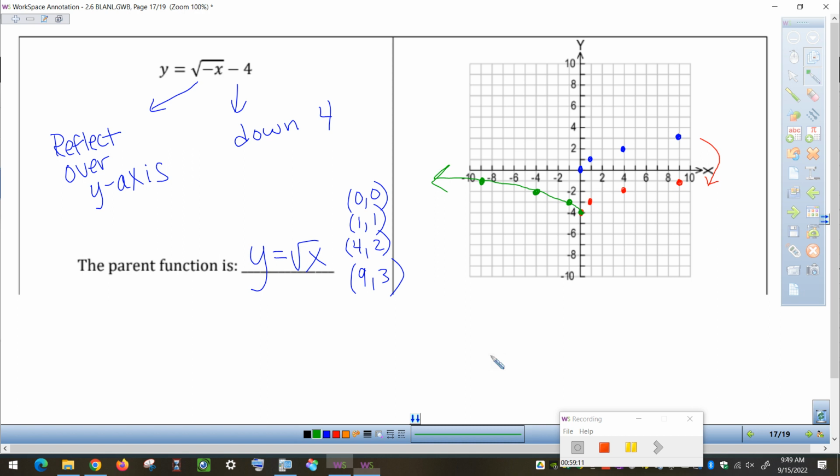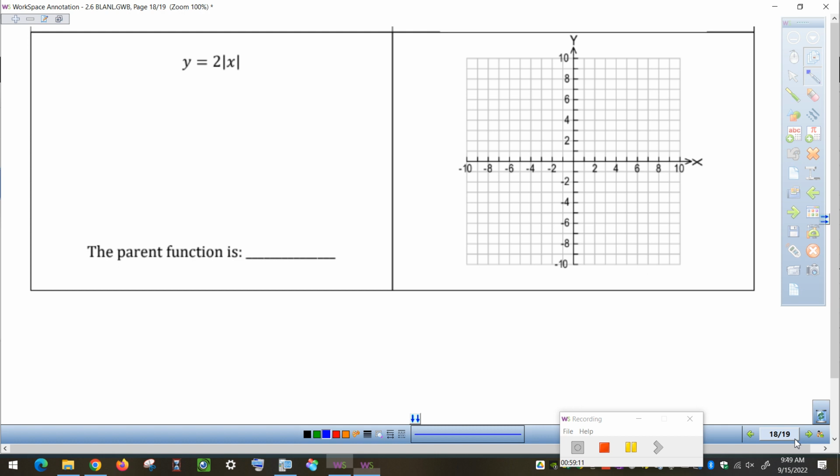All right, we have one last type of transformation that we haven't graphed yet in the last problem. I want to show you what it looks like to do the vertical stretch. The vertical stretch is easiest to graph by hand when you're doing the absolute value. So that's why we're looking at 2 times the absolute value of x here at the end.